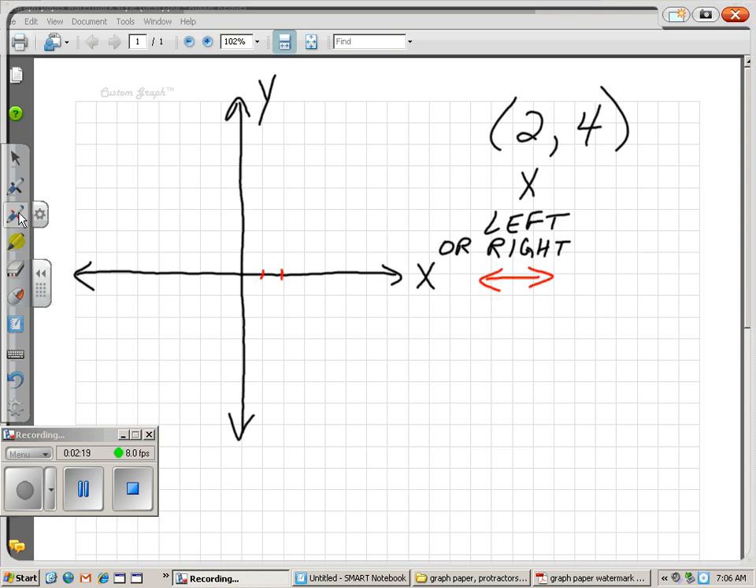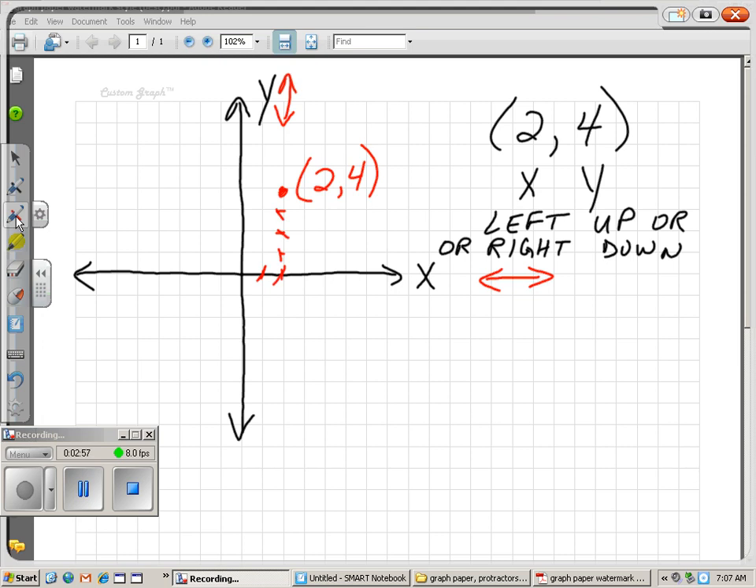And now we got to look at the 4 for the rest of our directions about how to get to our point. So which way does the y-axis go? The y-axis goes up and down. So that's what my y-coordinate tells me. It tells me how many steps to go up or down. And since I have a positive 4, that's telling me to go 1, 2, 3, 4 steps up. And there's my point 2, 4. So the ordered pair 2, 4 is just directions. It tells you to go 2 steps right and 4 steps up. And we end up at 2, 4.